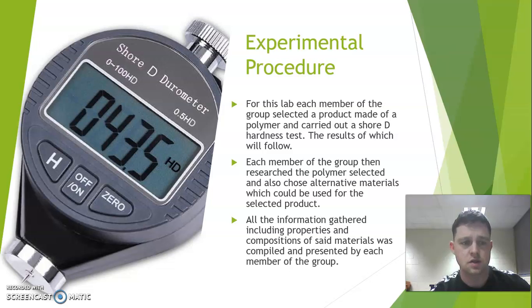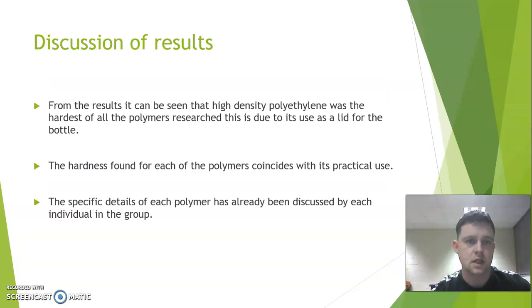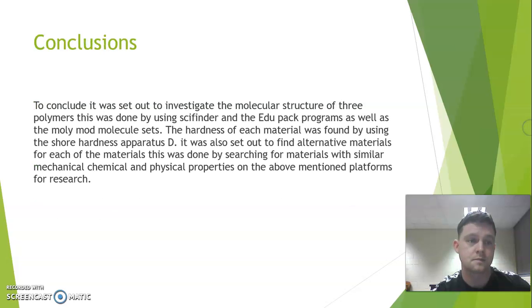Here's the procedure that was used and the Shore D device. Here are the results that were taken from the Shore hardness test. It can be seen here for each product and its materials. From the results, we can see that the high density polyethylene was the hardest of all polymers. Each polymer coincided with its practical use. The specific details of each polymer have already been discussed by each individual in the group.